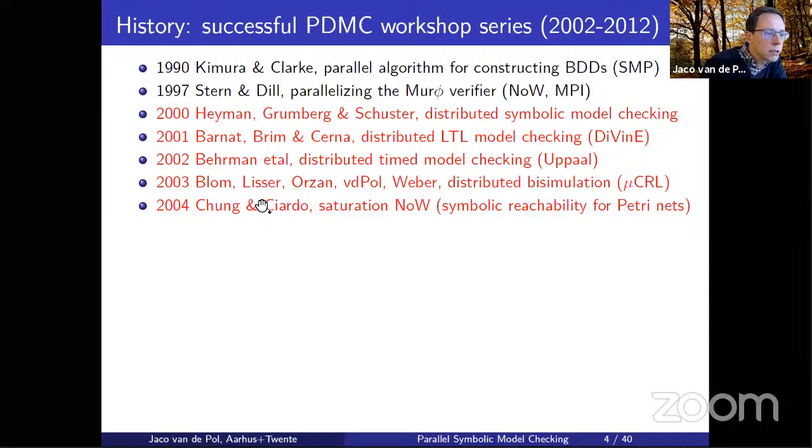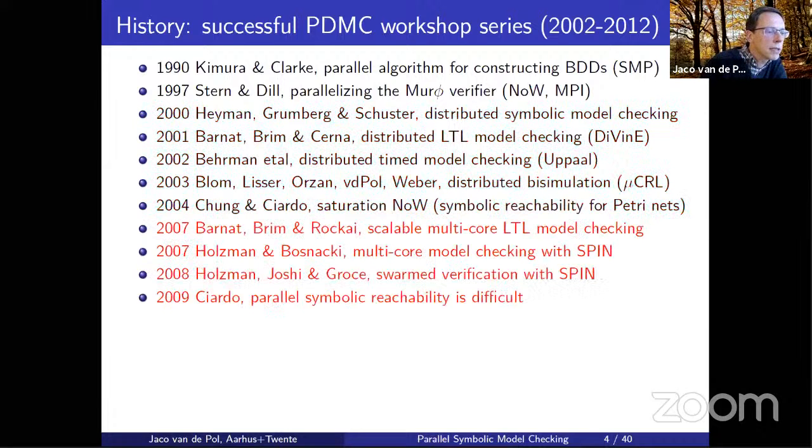There was work by Jaco and Chung about symbolic reachability for Petri nets. So I would say early 2000s, there was a focus on this distributed approach. But then in the second half of this decade, people started looking at multicore. So in Brno, there was this multicore LTL model checker. Spin became multicore in this area. There was actually also swarmed verification of Spin, which is then distributed again.